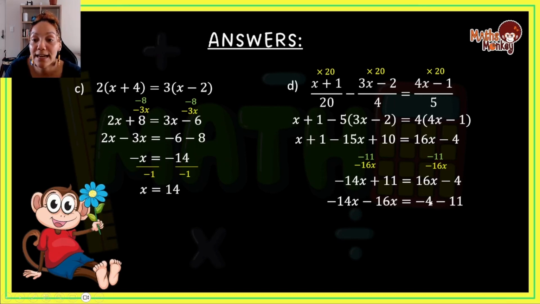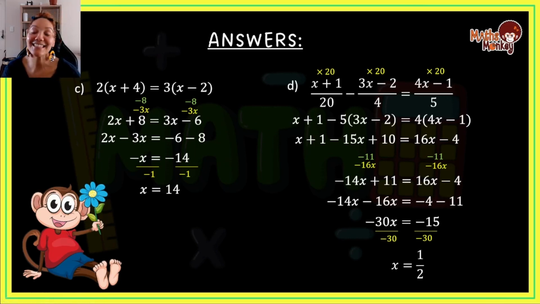Okay? And that will essentially give me negative 14x minus 16x. And on the other side, I've got negative 4 minus the 11. I simplify these because they're like terms. This will give you negative 30x. And then if I simplify this, I get negative 15. So then divide both sides by negative 30. And I end up with negative 15 over negative 30, which is positive a half. And that is how you would deal with equations with fractions.